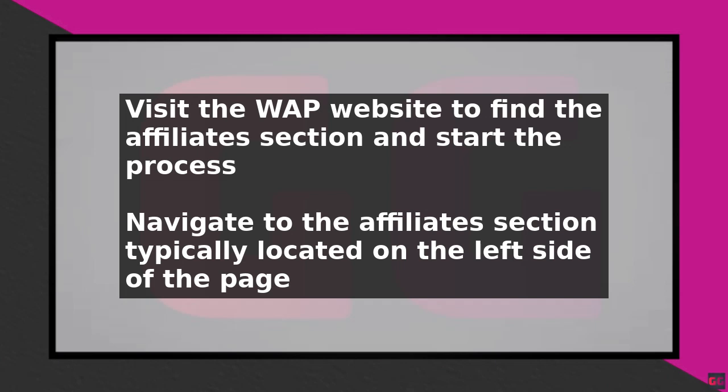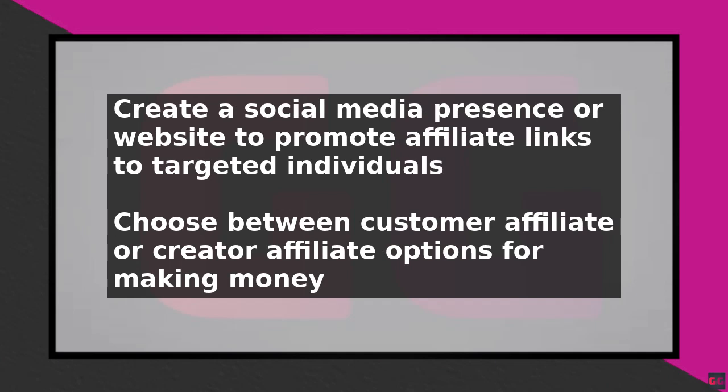First, you will need to have a social media presence or a website to promote your affiliate link to targeted individuals who are likely to click on the link and make a purchase. There are two primary options for making money: as a customer affiliate or as a creator affiliate. As a customer affiliate, you can create unique affiliate links for various products offered by Whop.